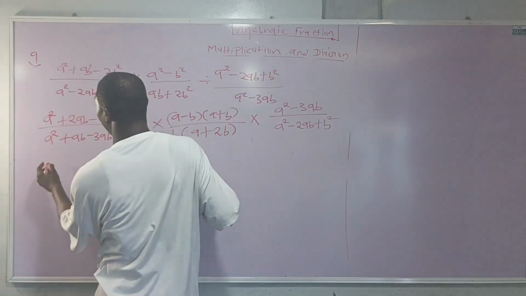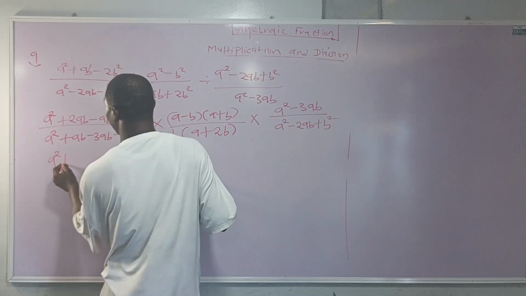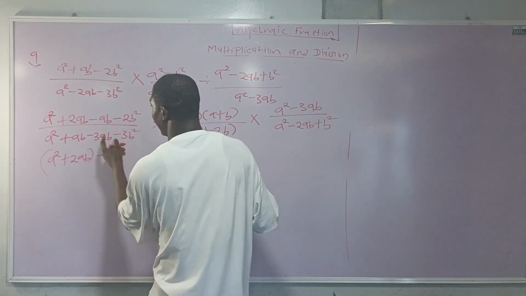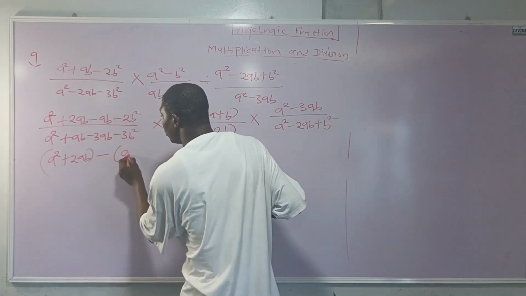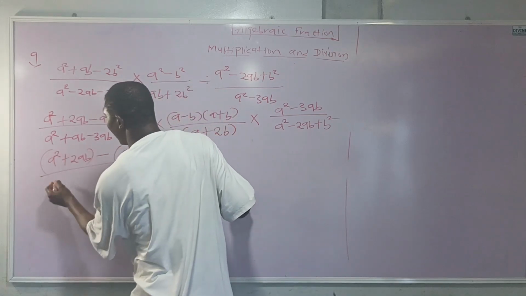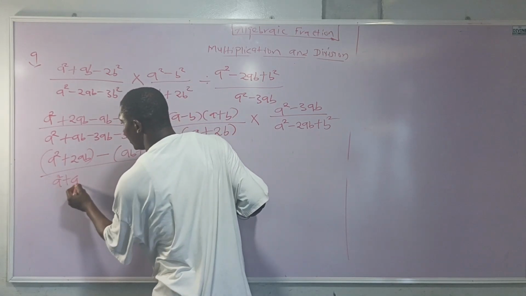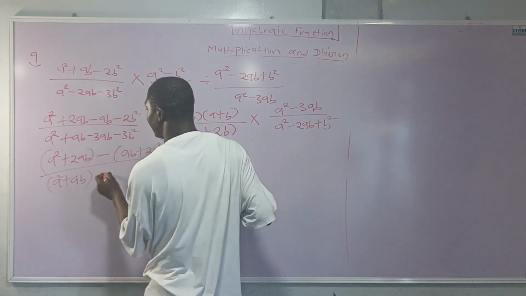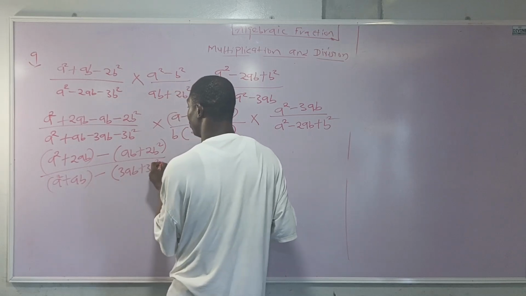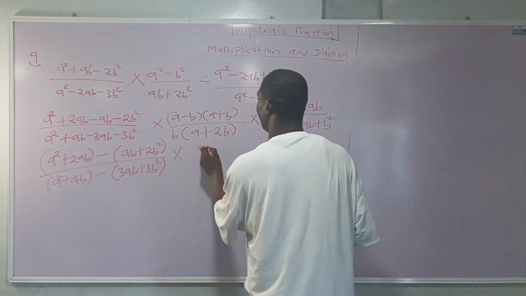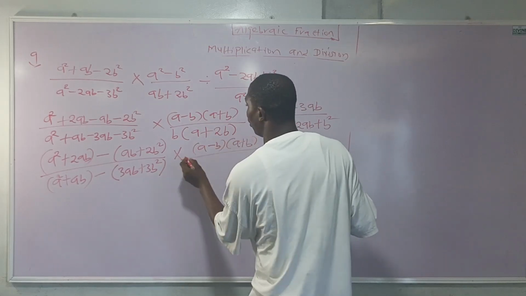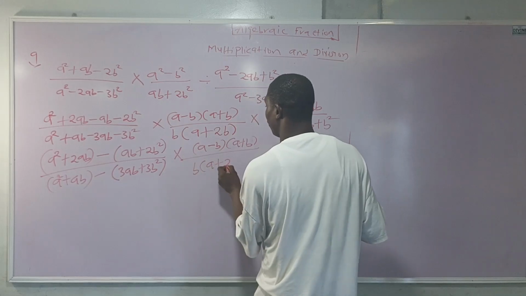And for this, I'll have a squared plus 2ab in brackets, bring my negative sign and change all the signs to give me ab plus 2b squared. All over a squared plus ab in brackets, bring my negative sign to give me positive 3ab and positive 3b squared. Times, this remains the same: a minus b, a plus b, all over b brackets, a plus 2b.